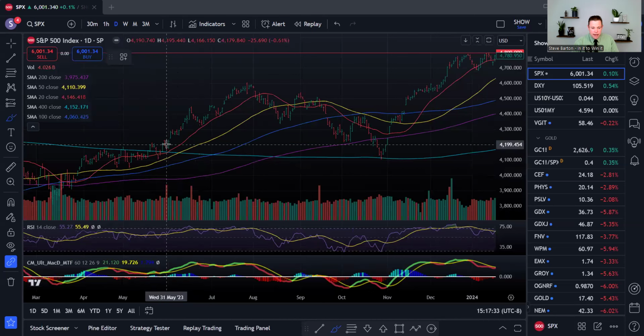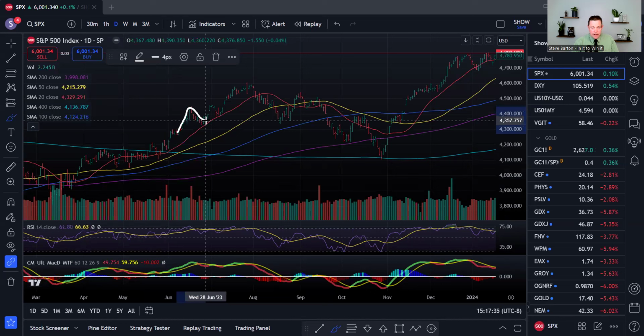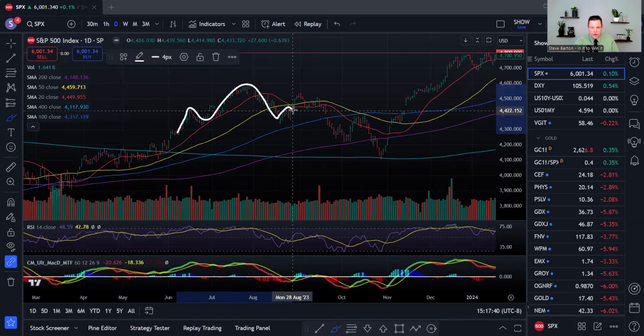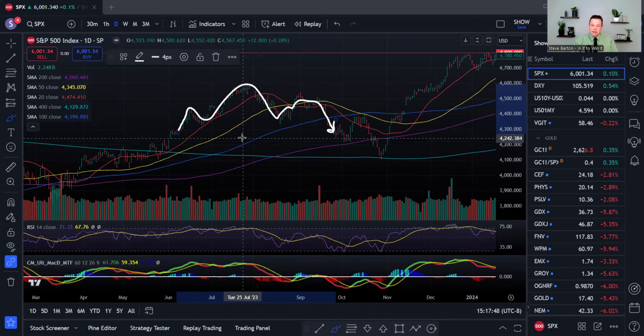So, continuation pattern goes up. There's the head. And then we just about had the shoulder, and then it took a little bit longer to go, and it finally broke to the downside. So this head and shoulders pattern is a bearish pattern. Inverse head and shoulders pattern is a bullish pattern. And we can see this one actually worked out, right?